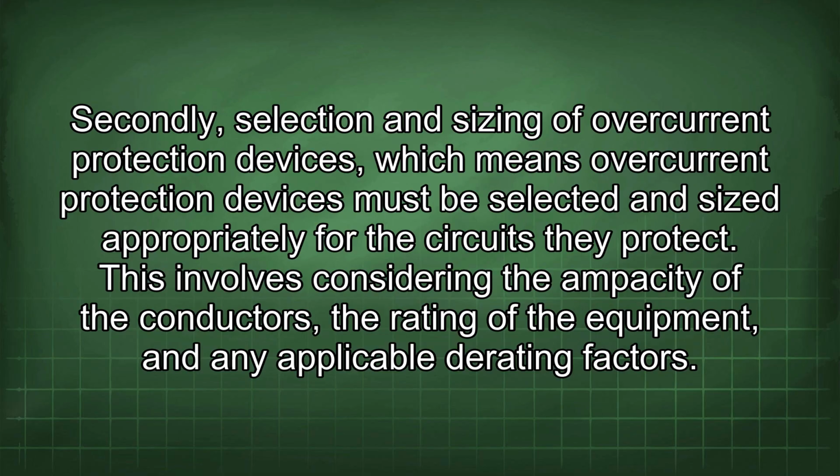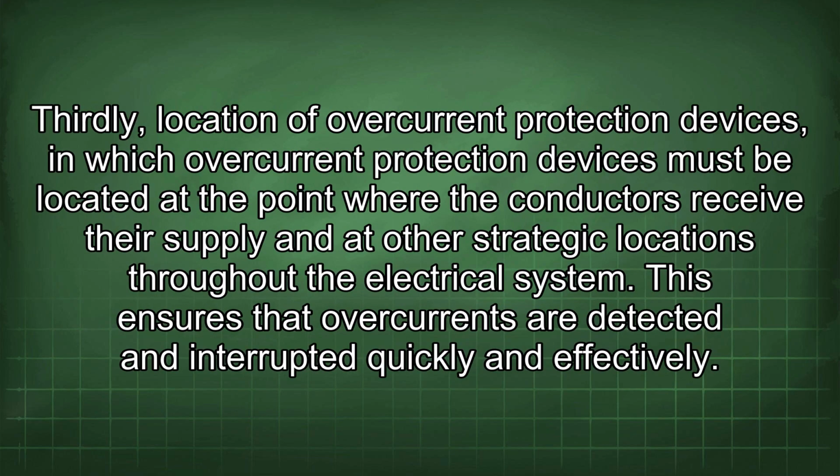Secondly, selection and sizing of overcurrent protection devices, which means overcurrent protection devices must be selected and sized appropriately for the circuits they protect. This involves considering the ampacity of the conductors, the rating of the equipment, and any applicable derating factors. Thirdly, location of overcurrent protection devices, in which overcurrent protection devices must be located at the point where the conductors receive their supply and at other strategic locations throughout the electrical system. This ensures that overcurrents are detected and interrupted quickly and effectively.